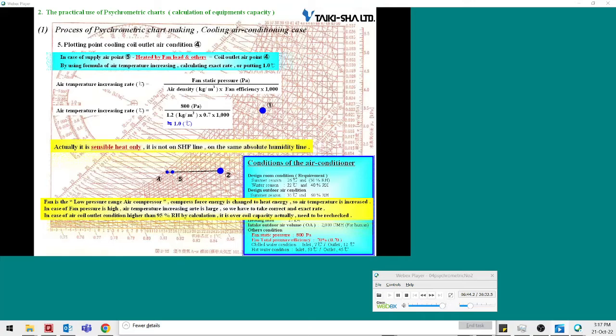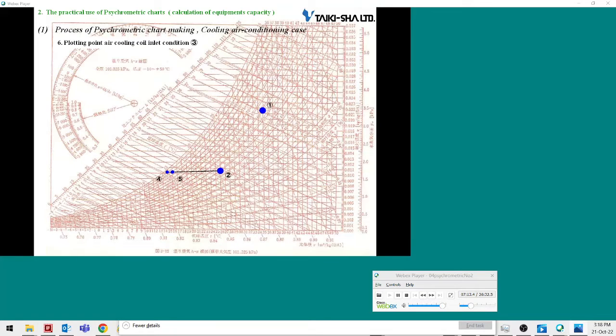The humidity and enthalpy of the air doesn't change, but only the temperature changes, so the point of the air can only be plotted in the direction of the temperature axis. If the fan static pressure is higher, you should consider an increased temperature because the degree of the temperature rise is greater. You should set the relative humidity of the outlet air of the cooling coil to be 95% or lower.